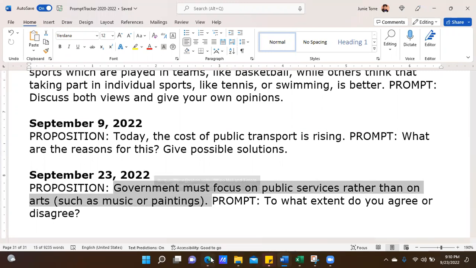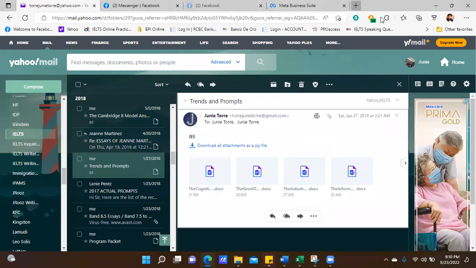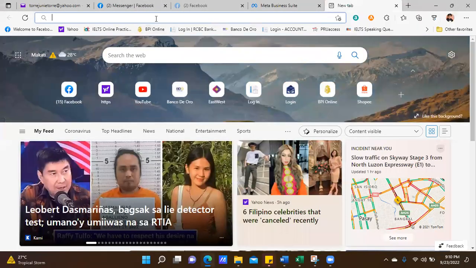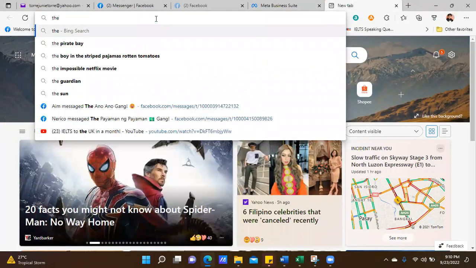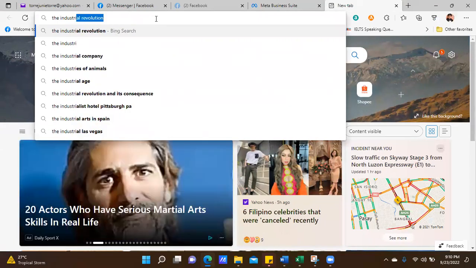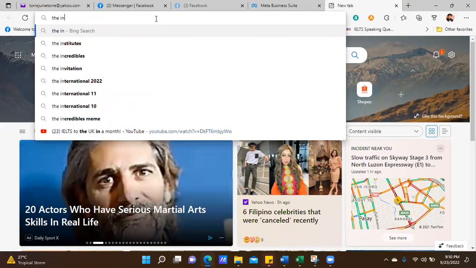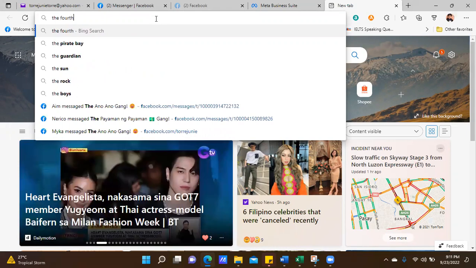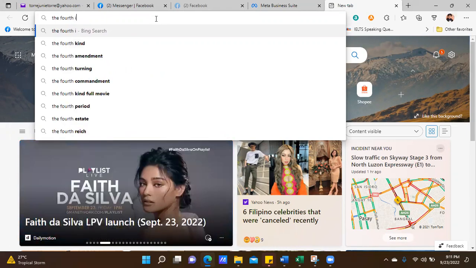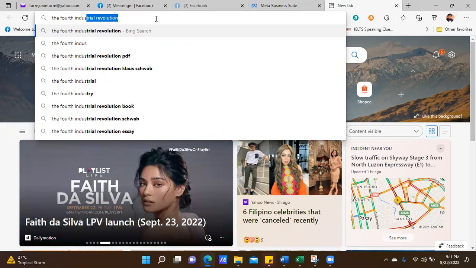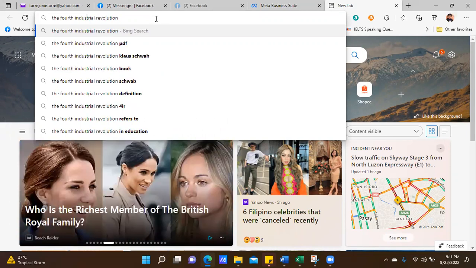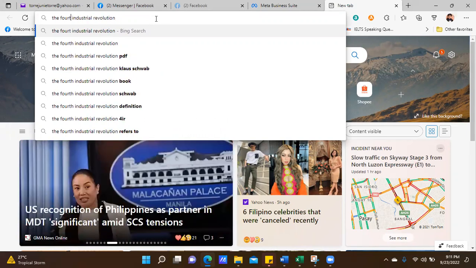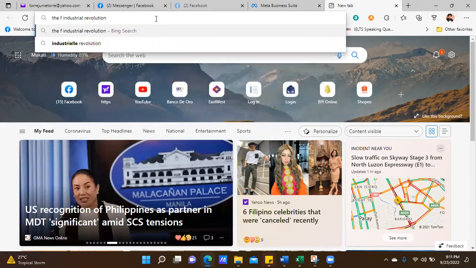Okay. And then I'll show you something, guys. Let's Google it. Okay. Yung Industrial Revolution has had apat na ba? The fourth Industrial Revolution. Or 5 na ba? The 5th. Can you imagine that trend, no guys?